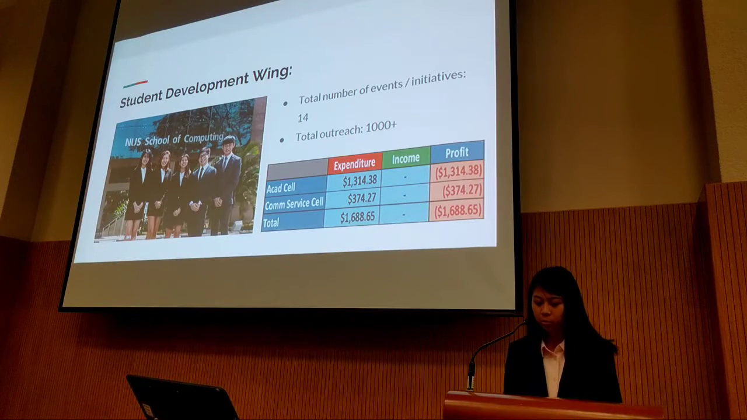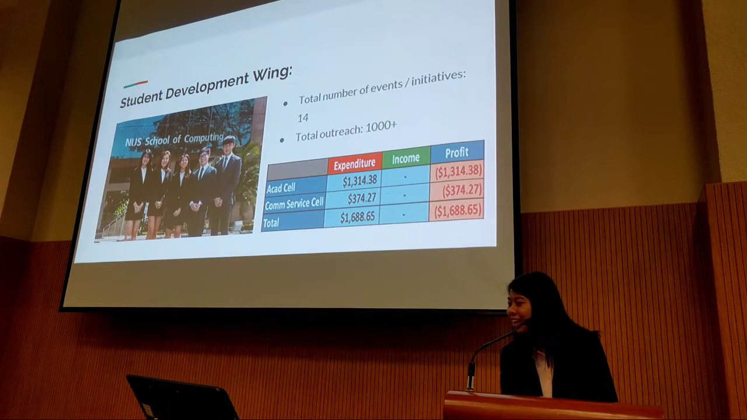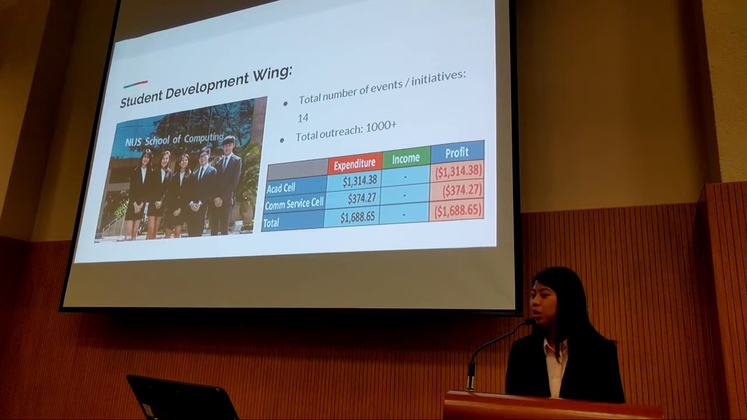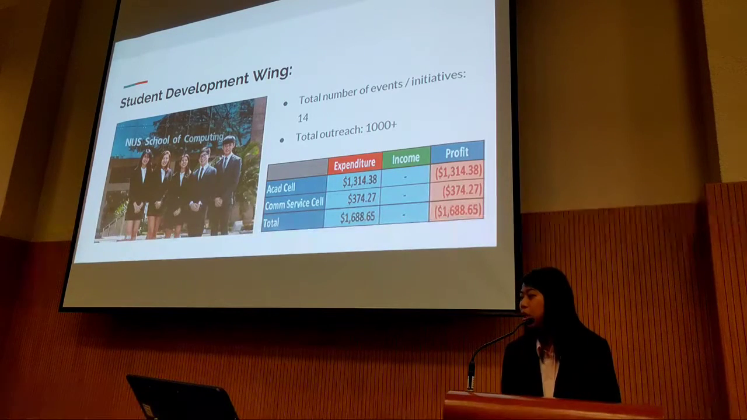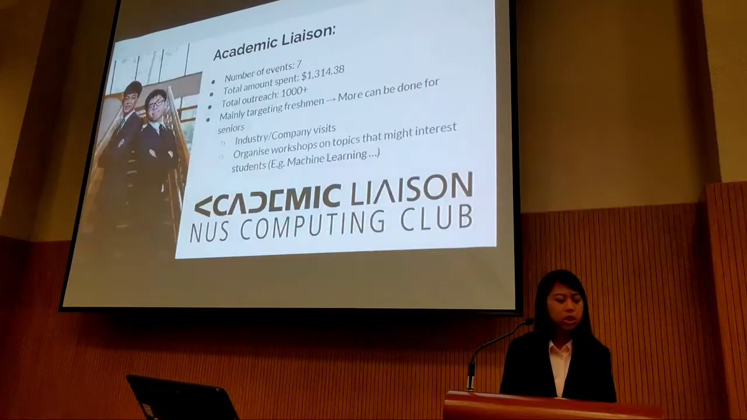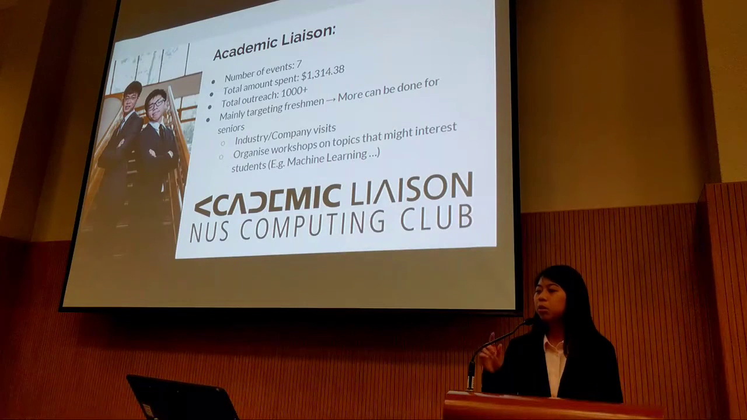The ACAD itself spent a total of $1,314.38, while the Conservice cell spent $374.27. And since both of my wings don't really have any income, the net deficit for the SD wing is $1,688.65. I will now go more in depth into each cell.